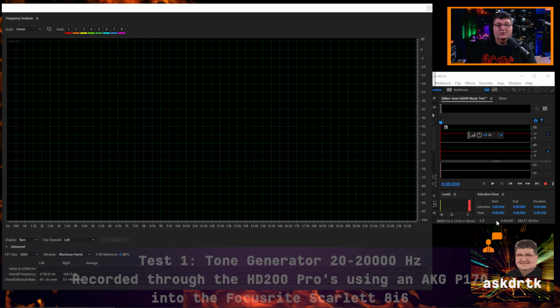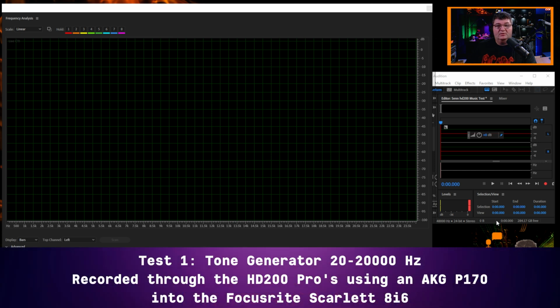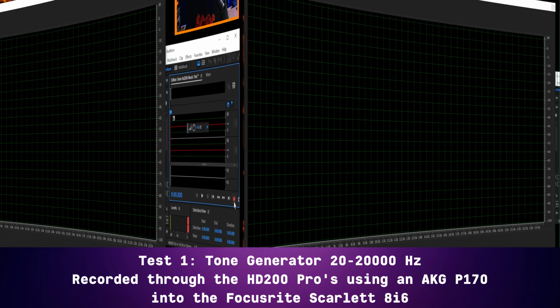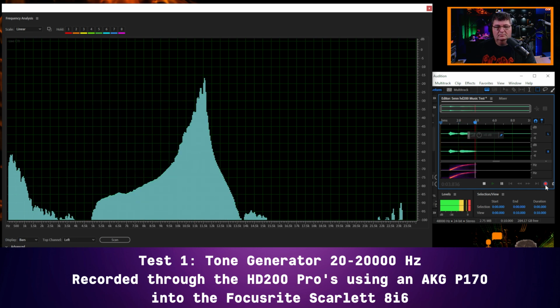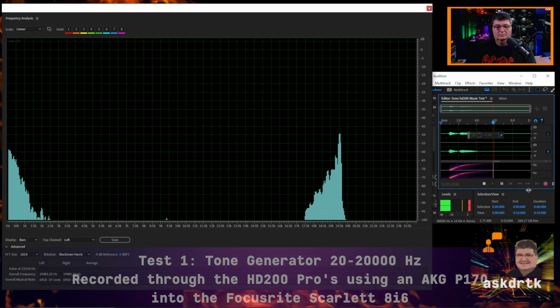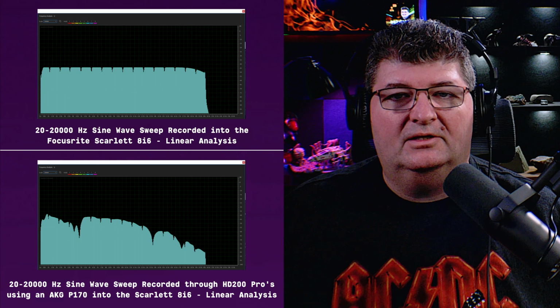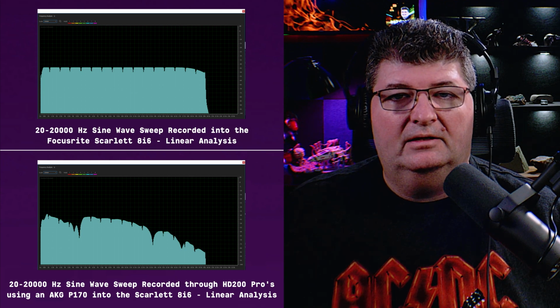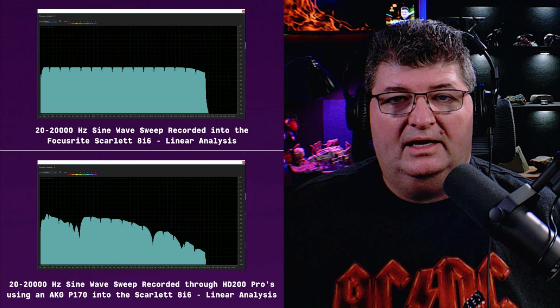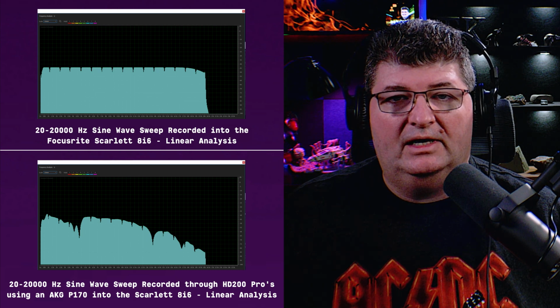Now let's take a look at a recording of a sine wave sweep from 20 to 20,000 hertz through the HD200 Pros using the AKG P170. So first we'll take a look at the comparison of the sine wave using a linear format. A linear format is exactly that. It is simply each frequency one after the other.